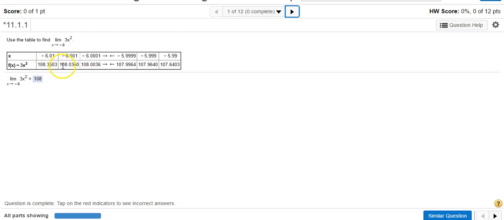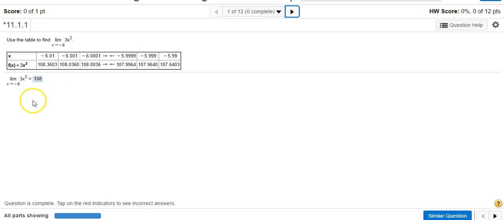So what you'll notice is if you're looking at the f of x values we're getting, the y coordinates, you'll see that they're getting closer and closer to the value 108. Same thing from this side. It's getting a little bit bigger, a little bit bigger. It looks like the number is approaching 108. So in this case, your answer is 108.